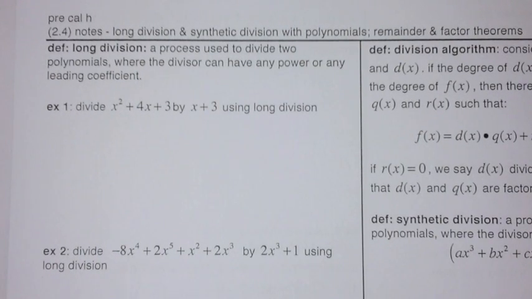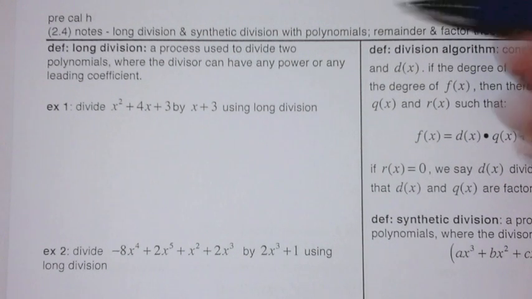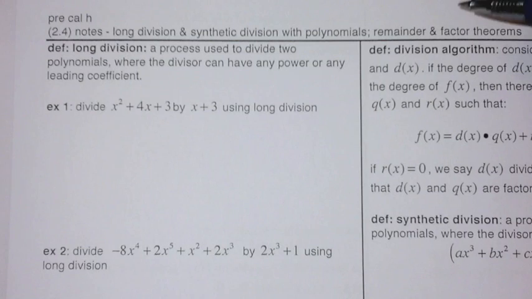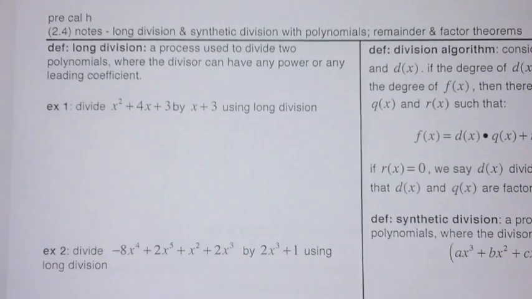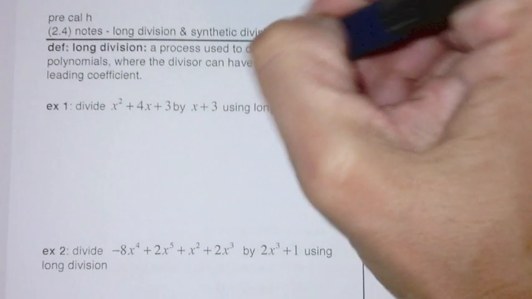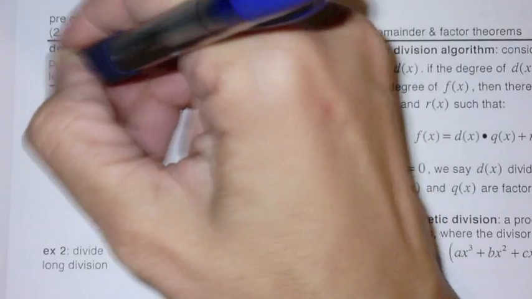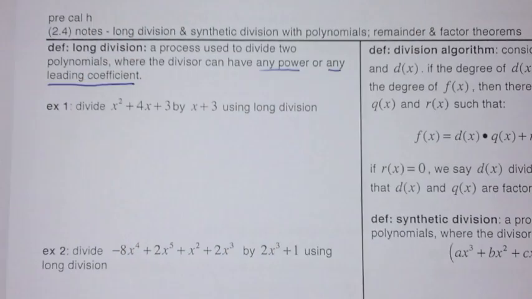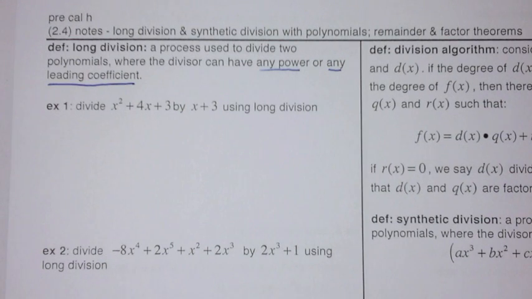Okay, today we're going to be doing 2.4, which is long division and synthetic division, and then we also have the remainder and factor theorems involved in this. So we're going to start with long division. This is a process used to divide two polynomials where the divisor can have any power or any leading coefficient. This is something that makes it different from synthetic division, so this is the default. If you can't do it using synthetic division, you can always use long division.